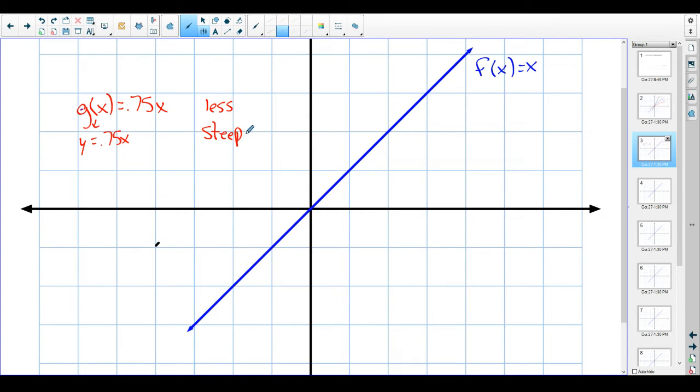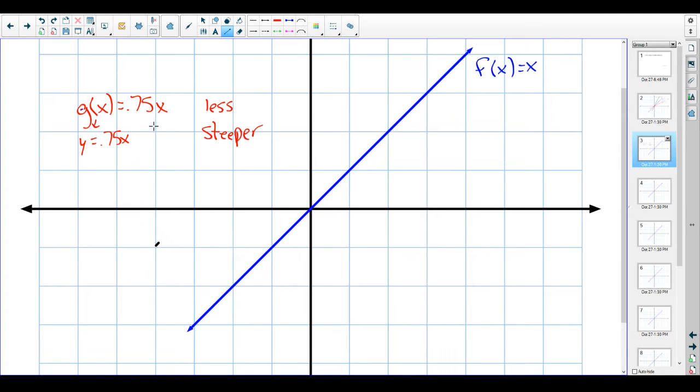Less steeper. Let's go steeper. I don't know English that well. And let's see what that line would look like. It's been a while since I've done this. Yep. I'll make it red.